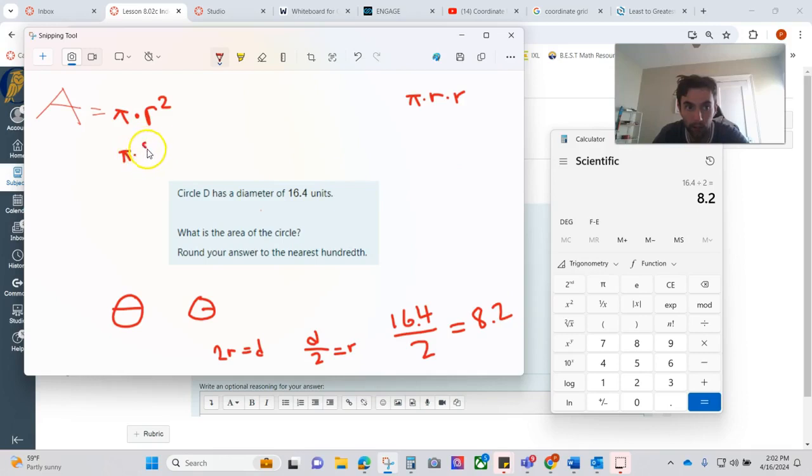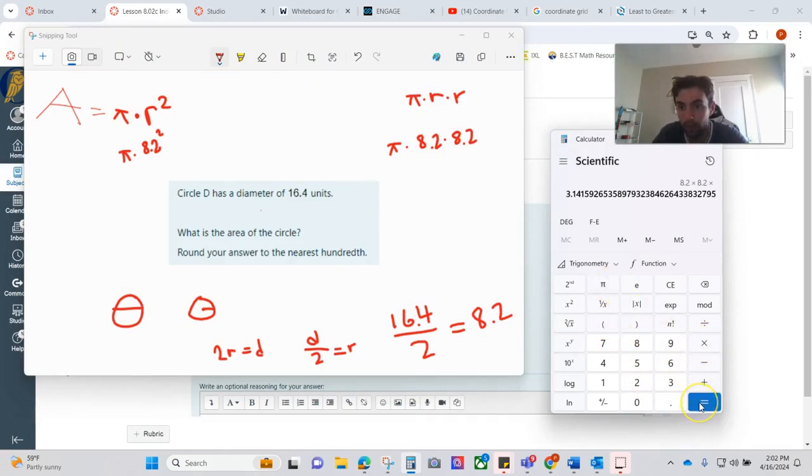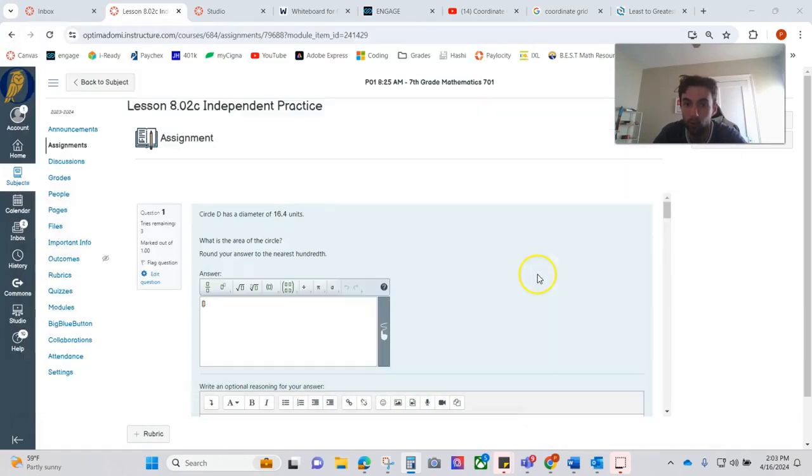Pi times 8.2 squared, or pi times 8.2 times 8.2. 8.2 times 8.2 times pi. Round my answer to the nearest hundredth, which means I look at the thousandths place, and for me, my 0 will tell the 4 to round it down because 0 is closer to 0 instead of 10, making my answer 211.24.